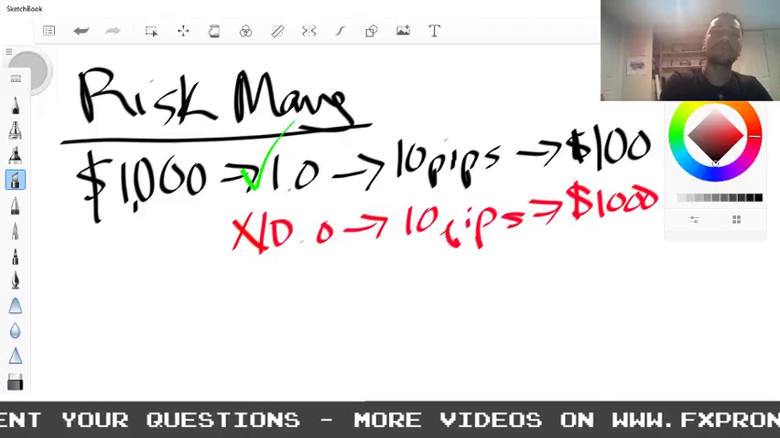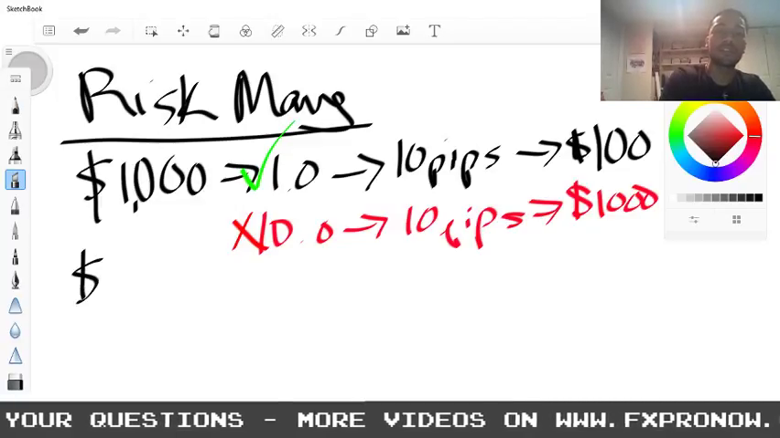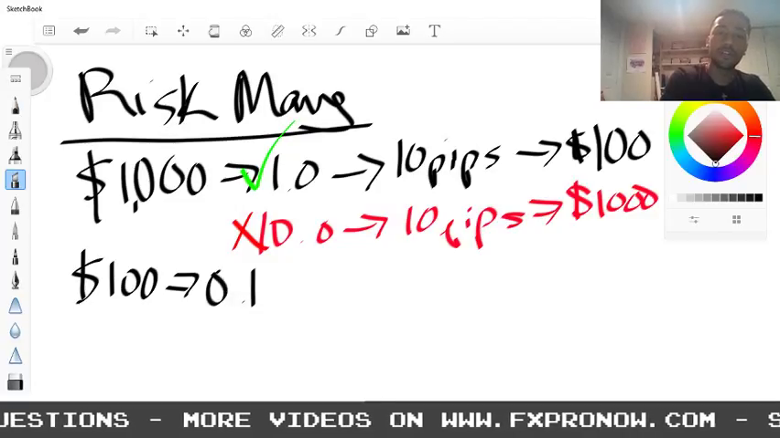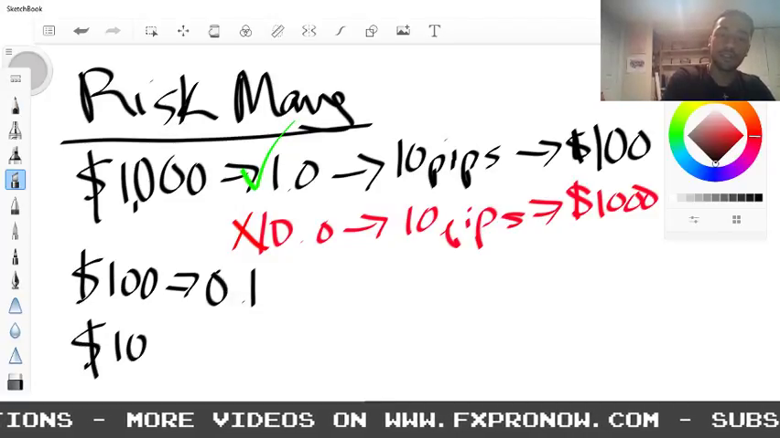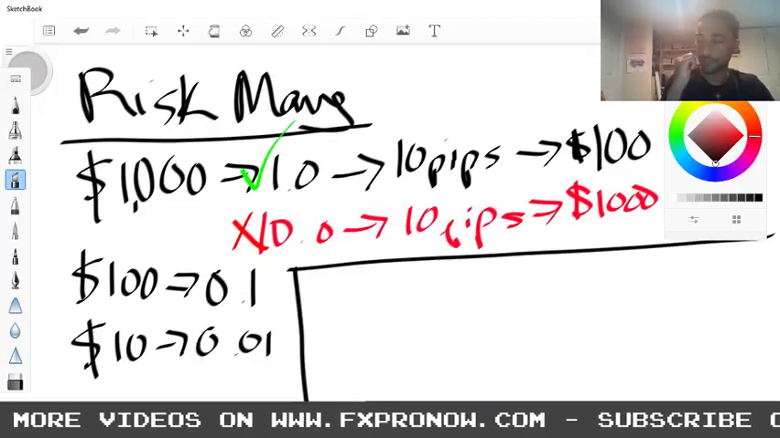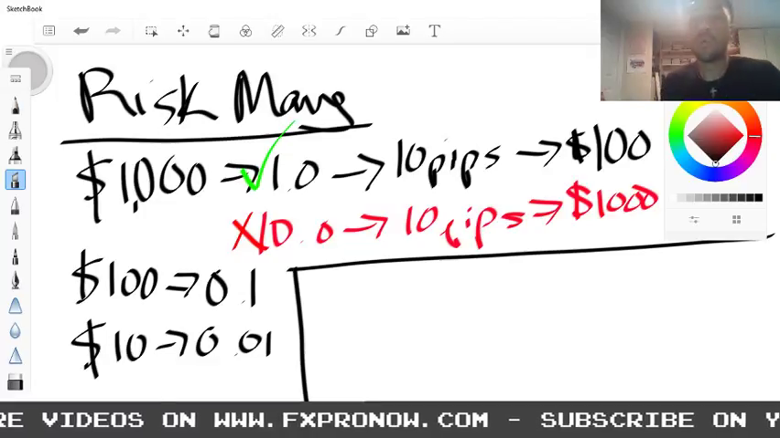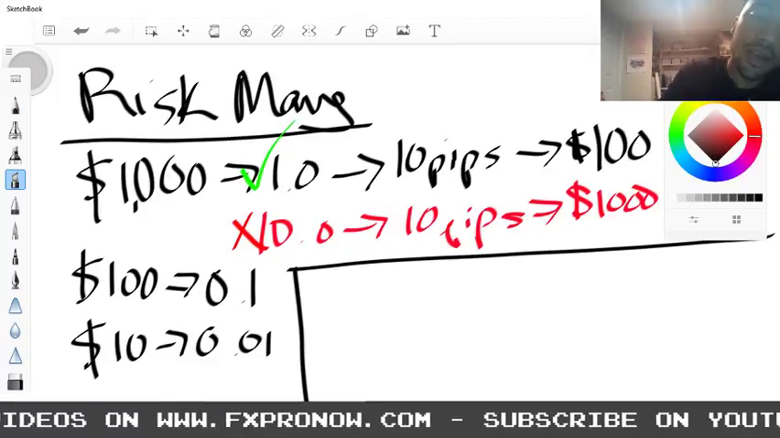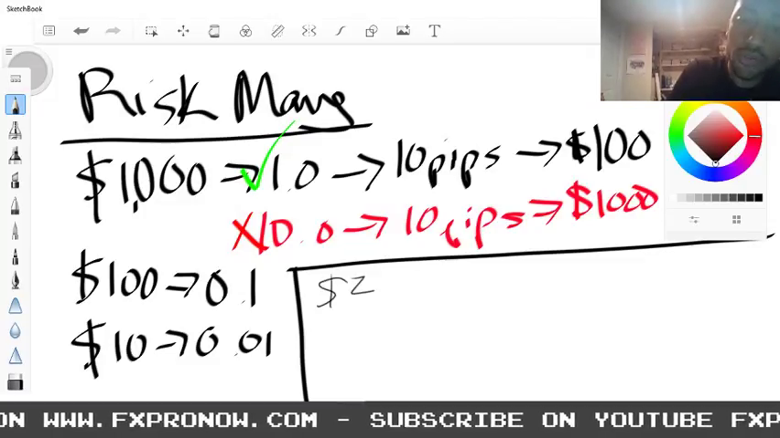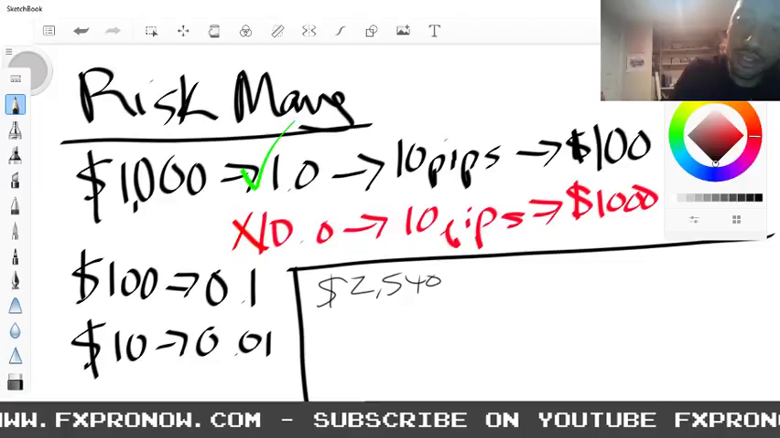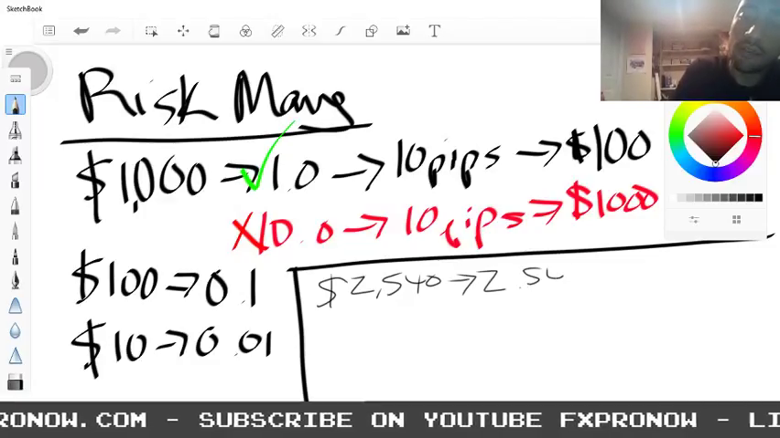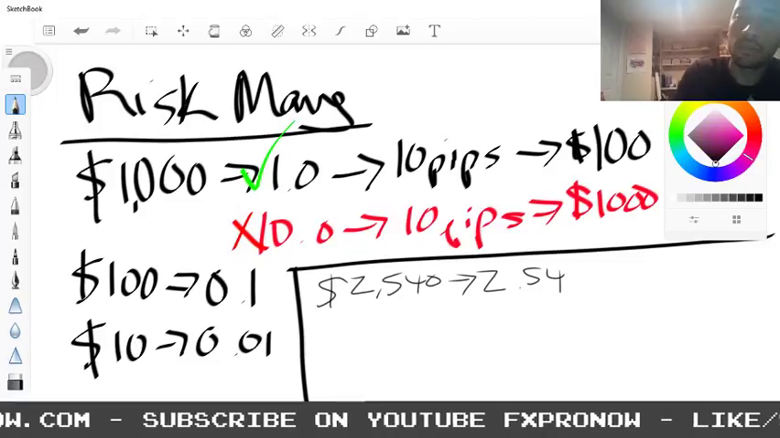Now, this risk management goes for all range of numbers. So let's say for every $100 you have in your account, you're going to do a 0.1, and for every $10 you have in your account, 0.01. Okay. Now, let's just say, and we're just gonna come up with a random number, you had $2,540 in your Forex account. The highest lot size that I would do would be a 2.54. Now, how did I come up with that number?